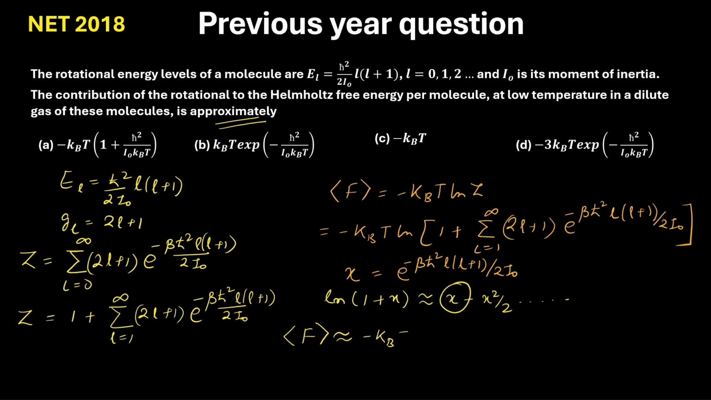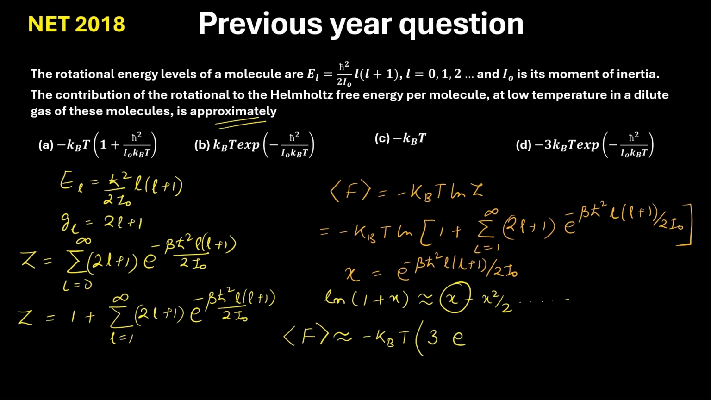minus kBT into, now here please note that here there is a summation term. So we'll consider the first term. First term means L is equal to 1. So when L is equal to 1, 2L plus 1 will be 3. So here a factor 3 will come.